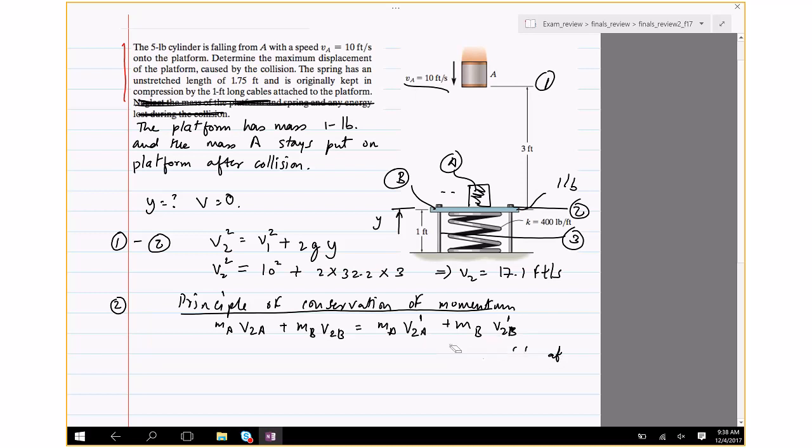Sorry, my bad. This shouldn't be so. They move with a. So since the two blocks stick and move as a single assembly, they'll have a common velocity. So I should just write it as MA plus.